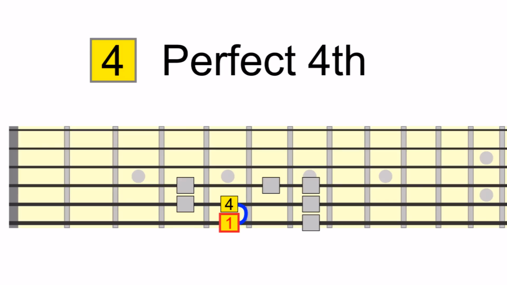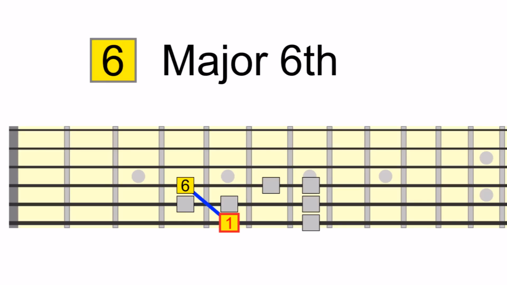Don't worry about what the perfect means at this stage. These names have been around for many years. Fifth degree, 5 or a perfect fifth. Sixth degree, 6 or a major sixth. And seventh degree, 7 or major seventh.